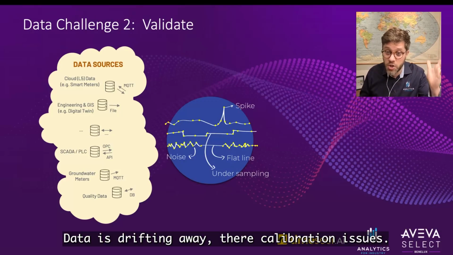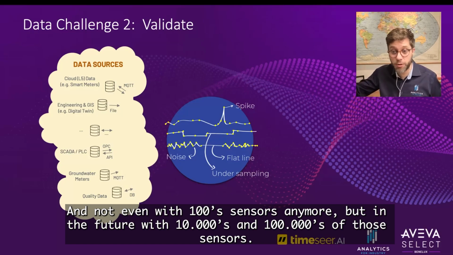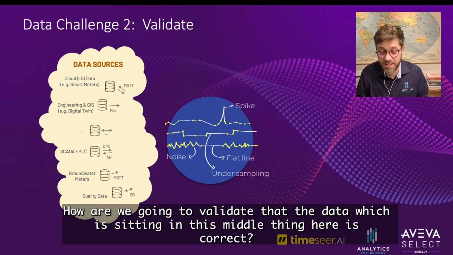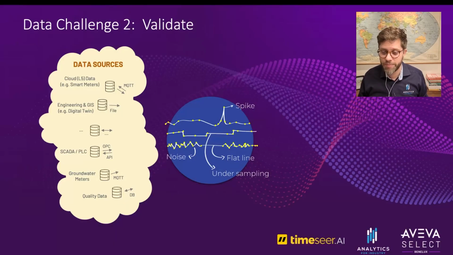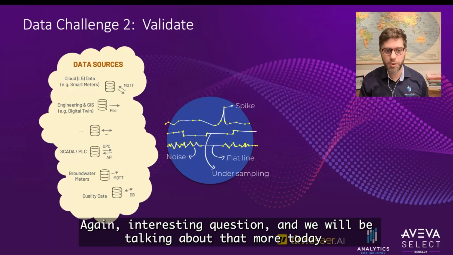There are calibration issues. And maybe not even with just a couple of hundred thousand sensors anymore, but in the future with tens of thousands and hundreds of thousands of those sensors. How are we going to validate that the data which is sitting in this middle thing here is correct? Again, interesting question, and we will be talking about that more today.